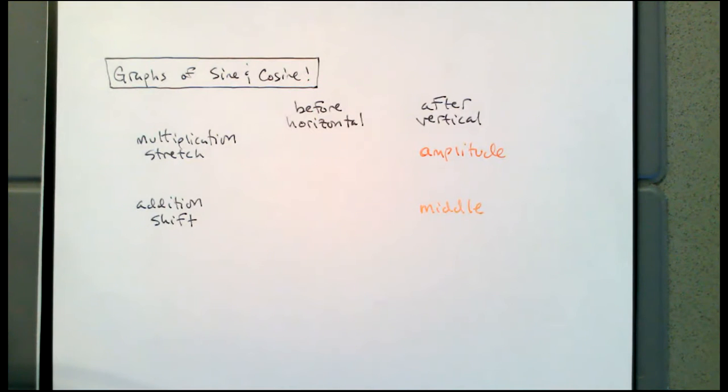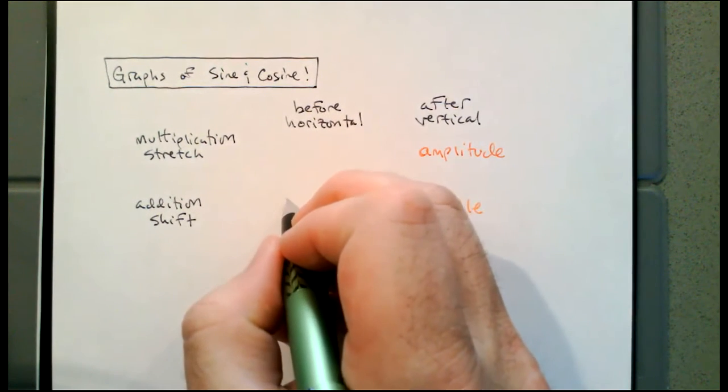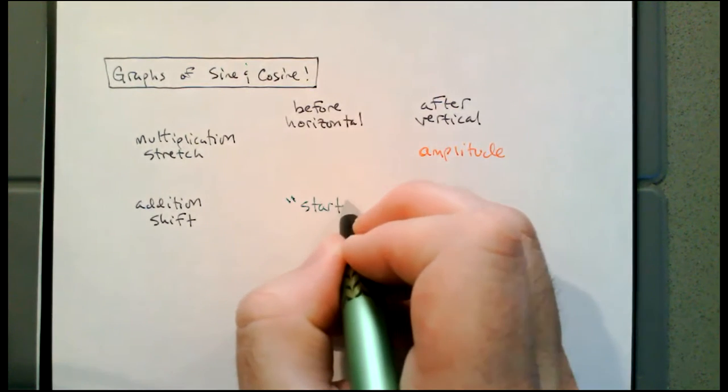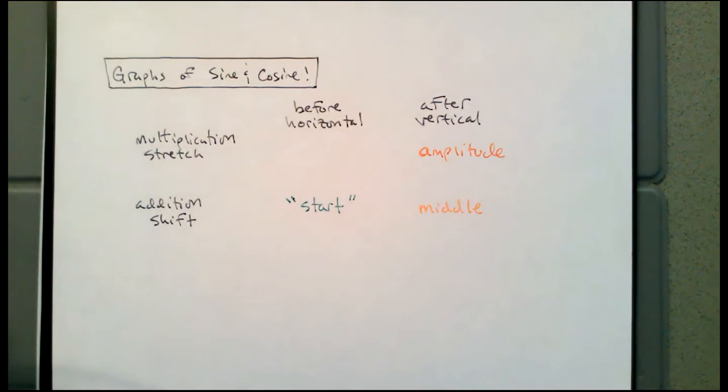Addition before the trig function will produce a horizontal shift. This will change where the start of the function is, and start has to go in quotes because the graphs go on forever. So I say the start. Multiplication before the trig function will produce a horizontal stretch, so that will alter the period.